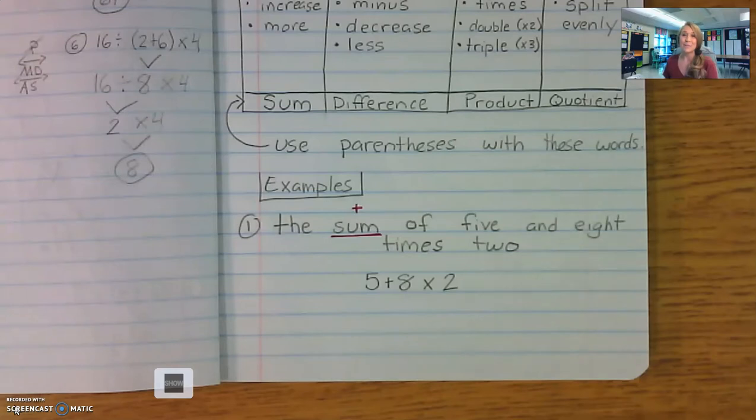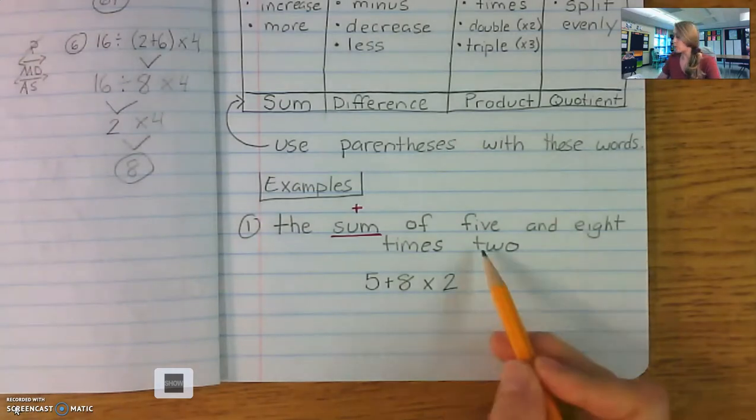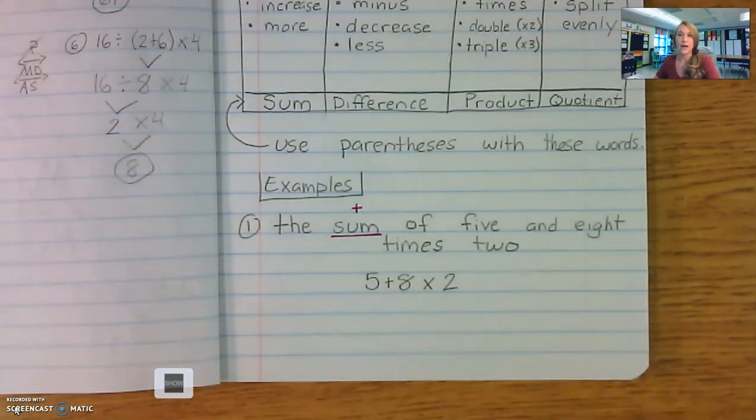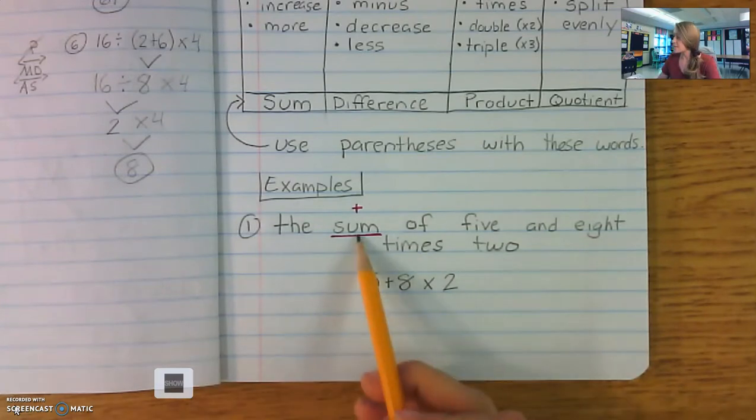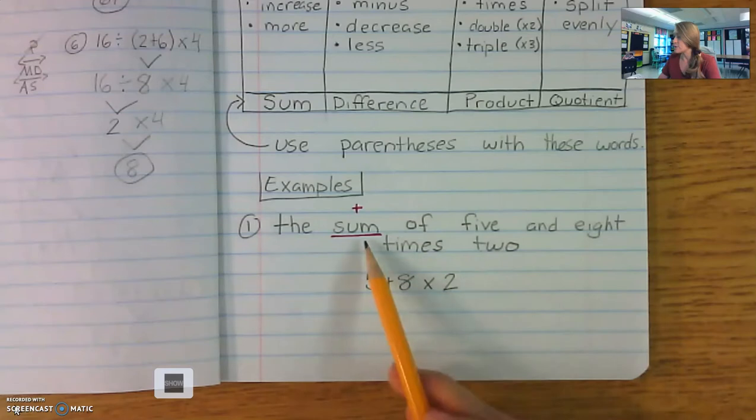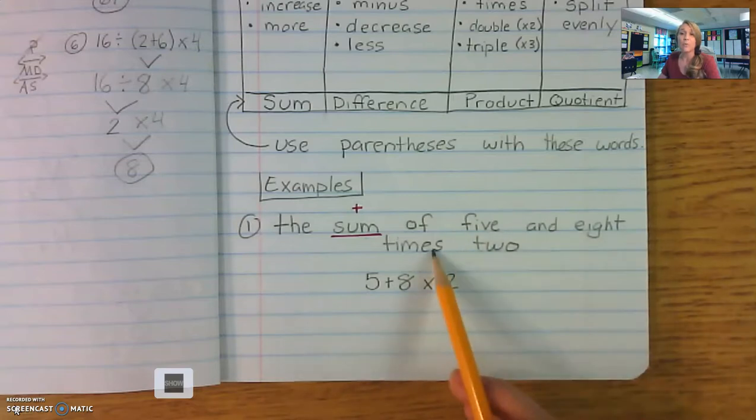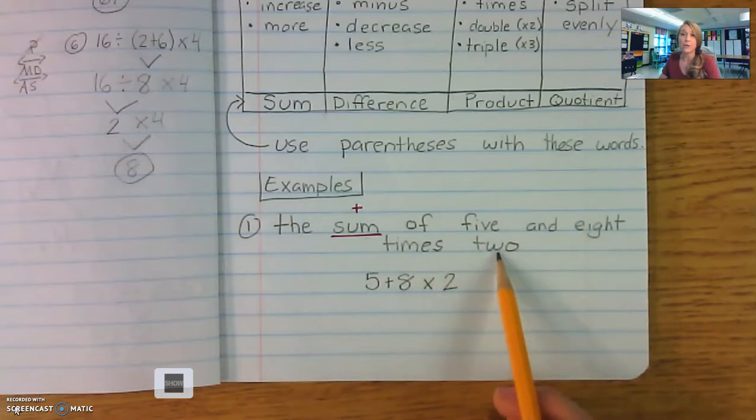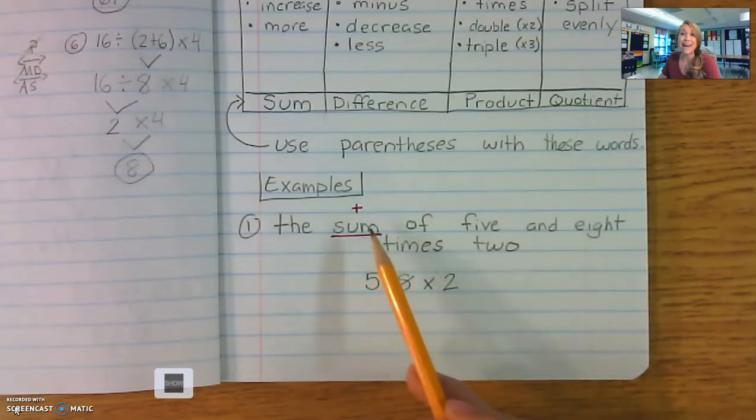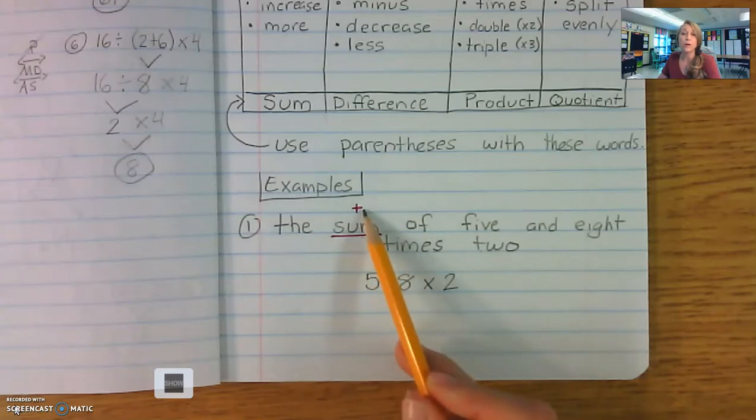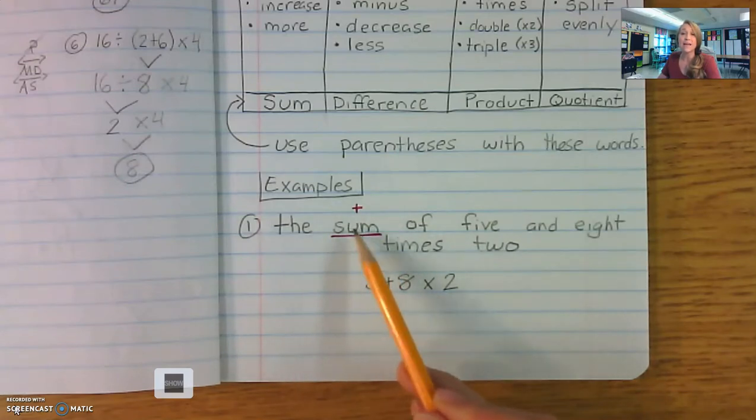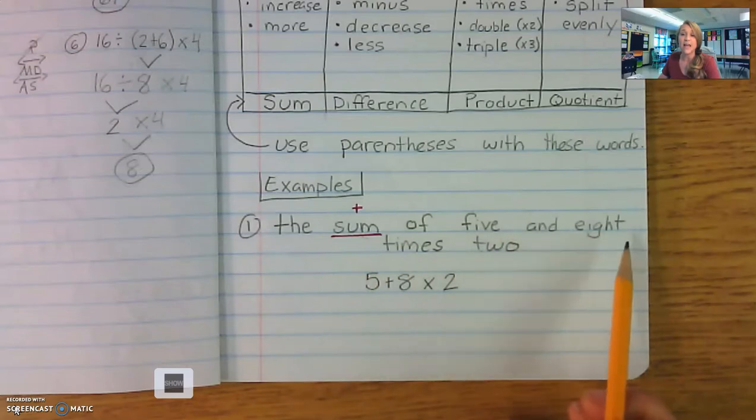No. Why isn't that going to work for the expression that we have written? Because of the word sum. The sum of 5 and 8 times 2. Sum says solve this first. We have to add 5 and 8 before we multiply by 2, because sum means answer to an addition problem. So in other words, it's saying find the answer of 5 plus 8 and then multiply that by 2.